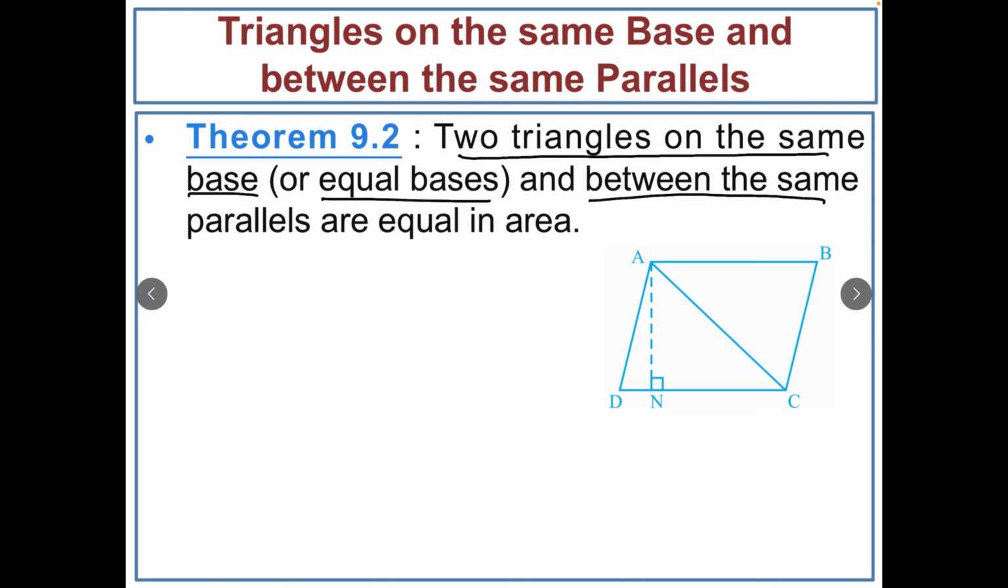So what this theorem is saying is, when we have two triangles which are either on the same base or on equal bases, but they have to be lying between the same parallel lines, then the areas of the two triangles will be equal. Okay, so let's look at the proof of this theorem.